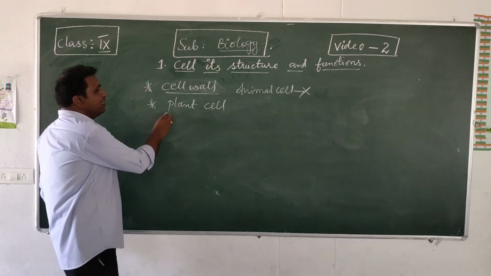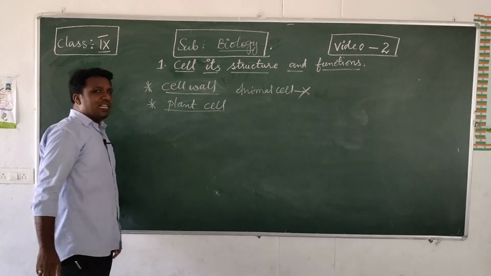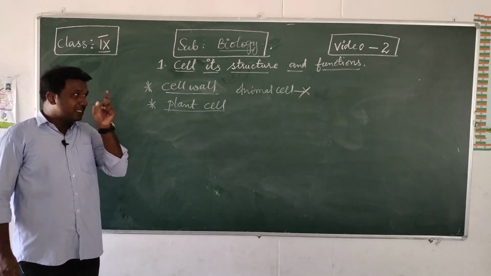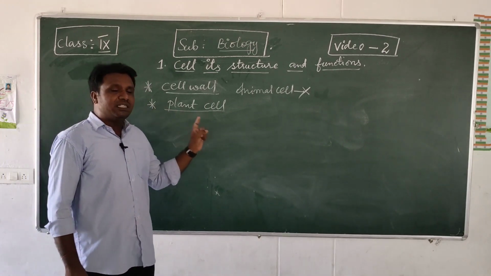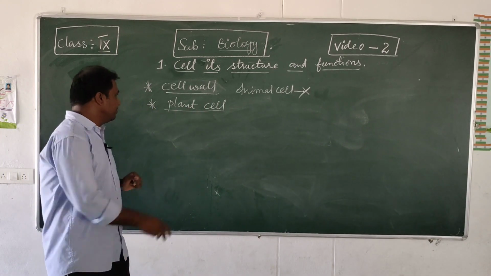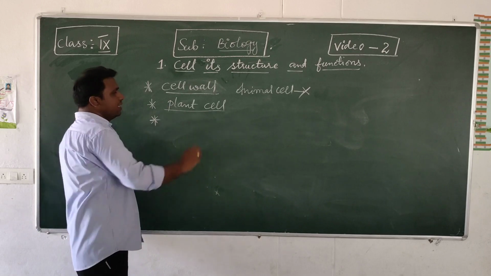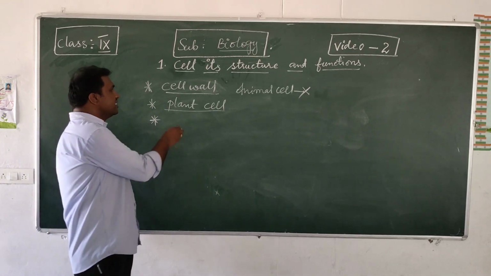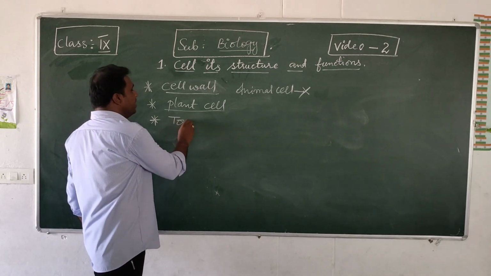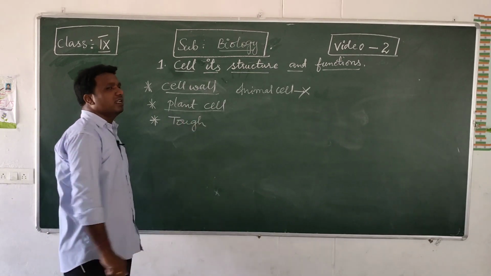So where is this cell wall present? In the case of plant cells. Is the cell wall present in animal cells? No. So the cell wall is absent in animal cells. Then what are its important functions or properties? The cell wall is very tough in nature. Tough means nothing but hard.